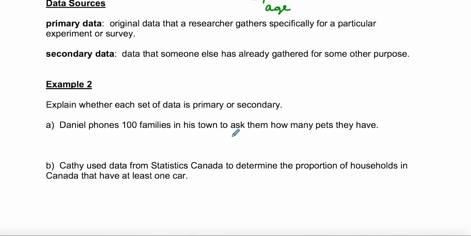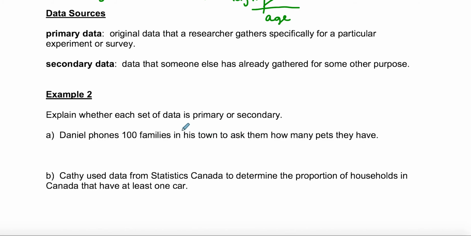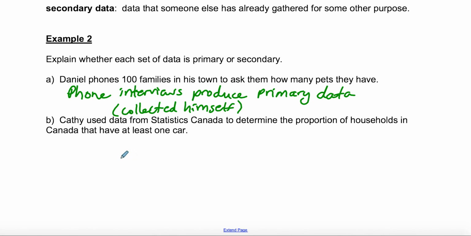So example 2, explain whether each set of data is primary or secondary. Daniel phones 100 families in his town to ask them how many pets they have. Definitely that would be primary data. The phone interviews produce primary data because he collected it himself.